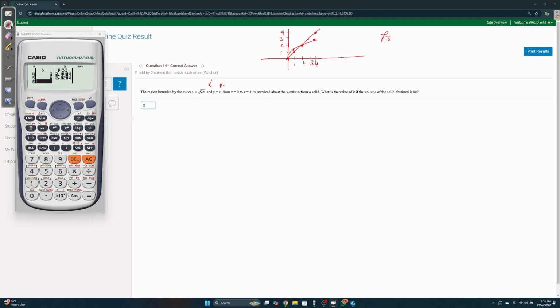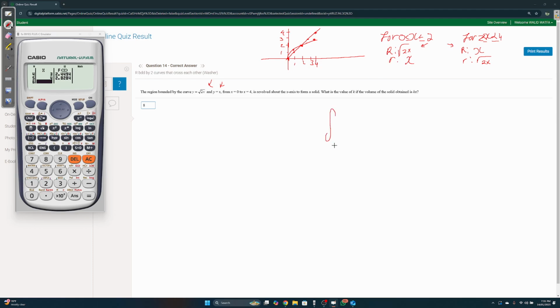So let's say for x in between 0 and 2, big R is going to be root 2x, and small r is going to be y equals x. And then for x in between 2 and 4, the big R is going to be y equals x, and the small r is going to be root 2x. Okay, perfect, guys. You have to split up the integrals, obviously, because big R and small r change.